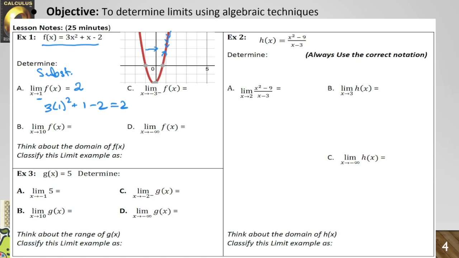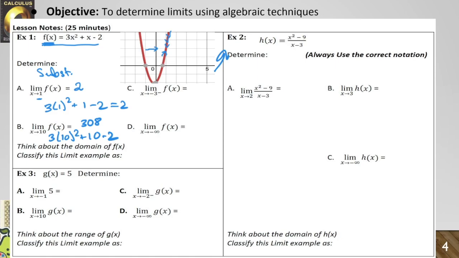If we look at question B, the limit as x goes to 10 is not on the graph. It's not highly convenient. So will substitution work again? Let's give it a try. If we take 3 times the quantity, 10 squared plus 10 minus 2. If we do that substitution, there are no jumps in the graph, there are no holes in the graph. We just fill it in, substitute, we get 308 as the value. So substitution will work when we have a nice polynomial function such as f of x.